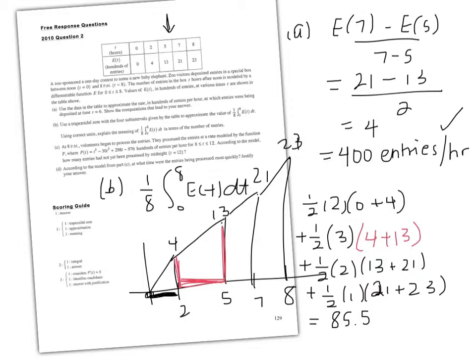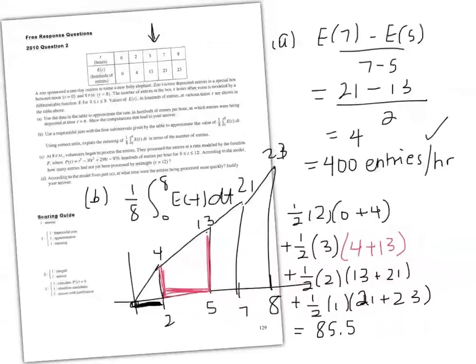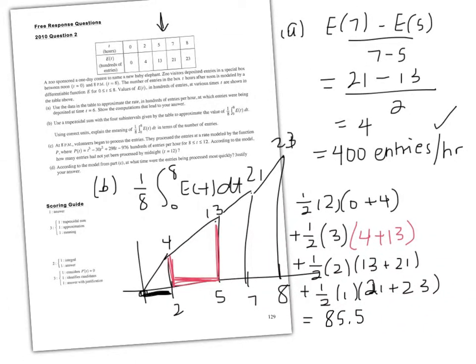Okay, but I'm going to erase some of this. Oopsie. But some of this isn't actually, we still need the 1/8. So we have 1/8 of 85.5. So 1/8 of 85.5 is 10.688. Or you could have 10.687 if you wanted.